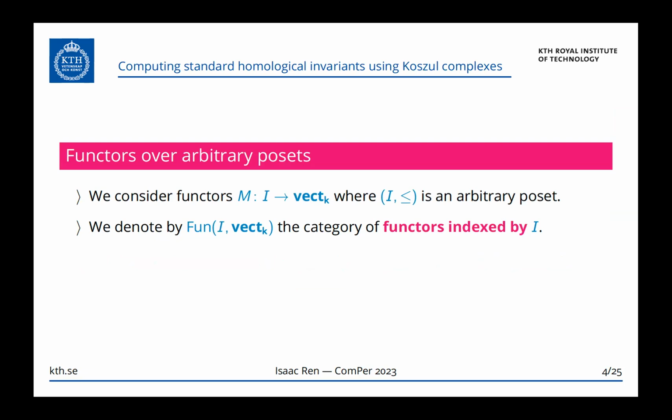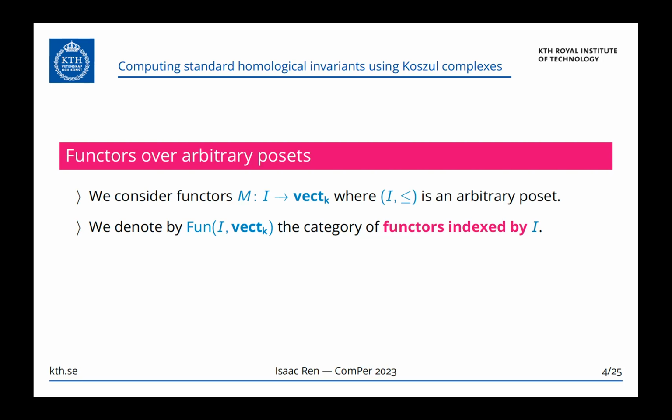So first, before going to relative homological algebra, I want to speak about standard homological algebra, because that's where Koszul complexes can also be used in a simpler setting. As in the previous talks, we'll be considering persistence modules as functors from an indexing poset to the category of finite dimensional vector spaces over a field K. We denote this by fun(I, vect).